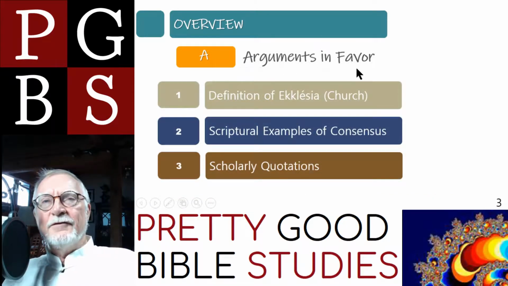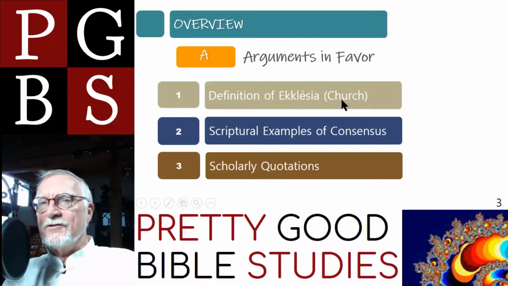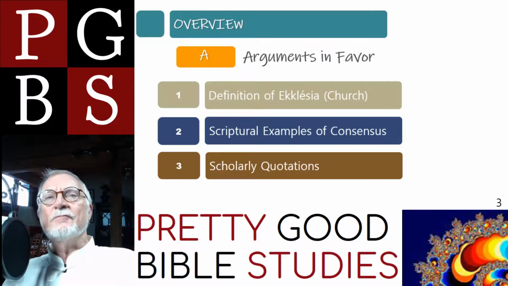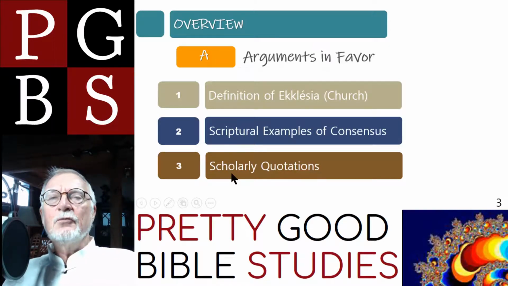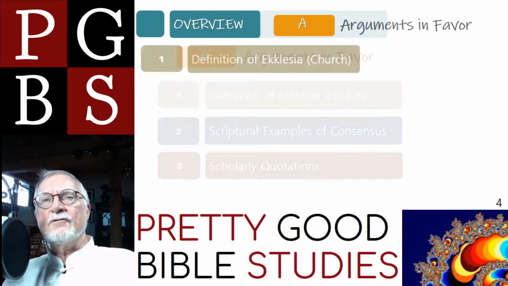Now, I'm going to divide this section of my PowerPoints into three subsections. First, I'm going to take some time to define ekklesia, the church. That's the word that's translated church in the New Testament. And I'm going to show you that the definition itself of ekklesia, the Greek word, just lends itself to the idea of consensual decision making. I'll explain that later. Then I'm going to give you 6 scriptural examples of consensus, and then I'm going to give you some scholarly quotations that back up my argument here. So let's start now with first the definition of ekklesia and how does it show consensus.